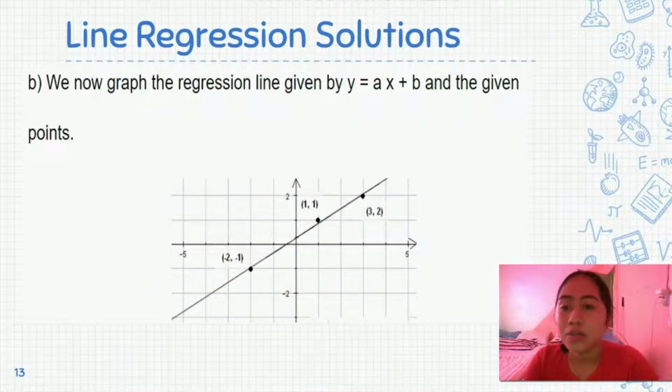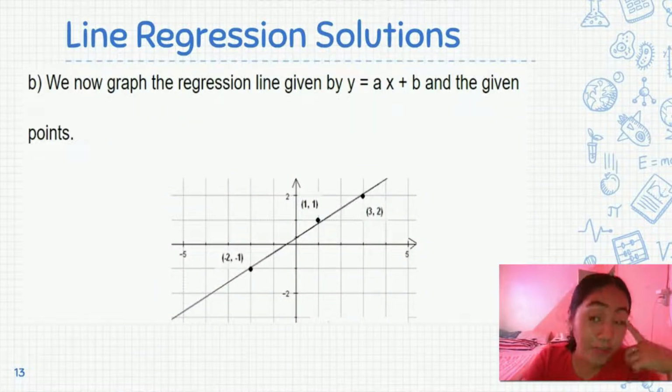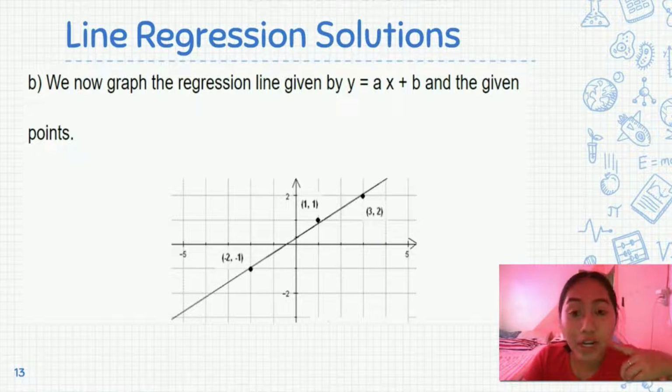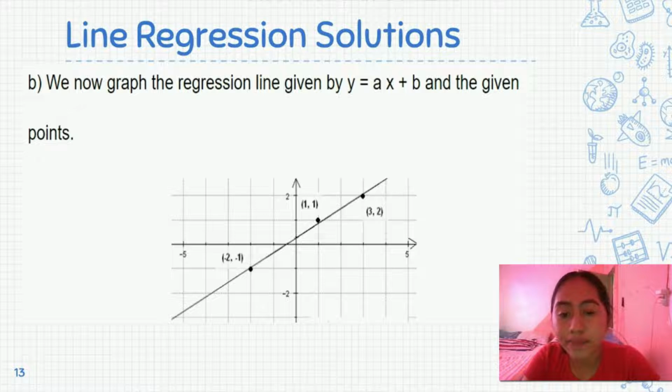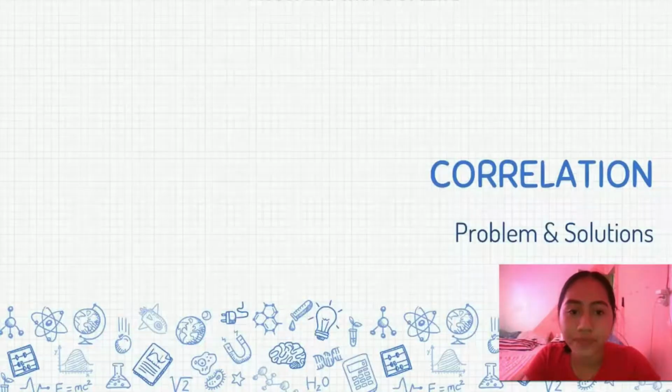So we are now going to answer part b. We now graph the regression line given by y equals ax plus b and then the given points. In the problem we are given the points 1, 1, 3, 2, and negative 2, 1. So this is the graph of the problem. So that is the solution to the problem in linear regression.